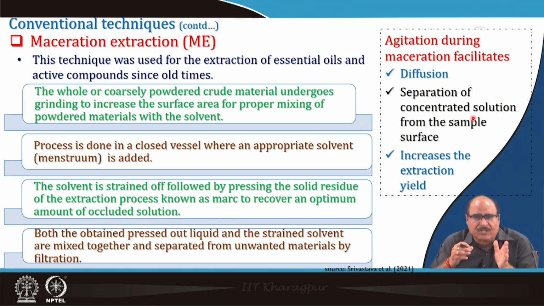The solvent is strained off, followed by pressing the solid residue of the extraction process, known as marc, to recover an optimum amount of occluded solution. Both the pressed out liquid and the strained solvent are mixed together and separated from unwanted materials by filtration. Agitation during maceration facilitates diffusion, separation of concentrated solution from the sample surface, and it increases the extraction yield.